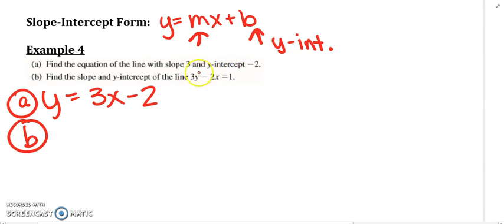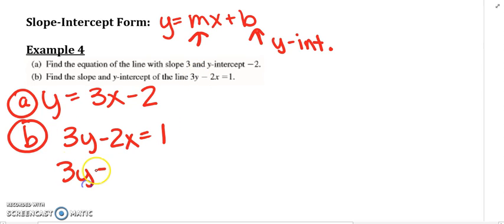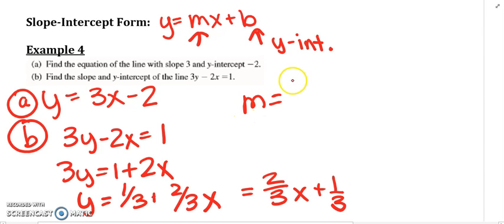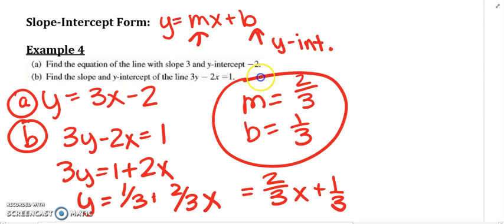Good. Find the slope and y-intercept of the line. So this is in a different form. If we can get it in this form, then we know the slope and the y-intercept. So what I would do here is solve for y. This isn't quite in the form mx plus b, so my slope here is 2/3 and my y-intercept is 1/3.